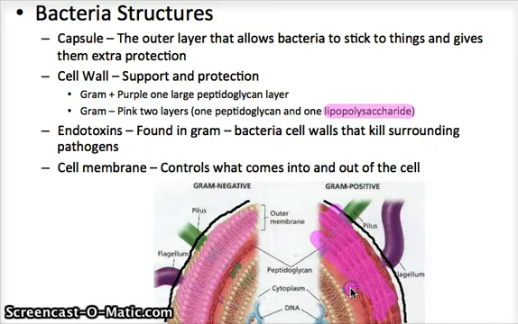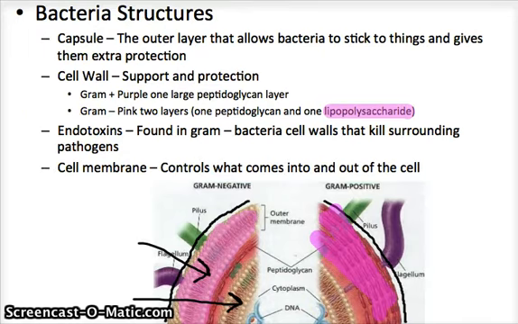Endotoxins are only found in gram-negative, and they're found right in this lipopolysaccharide membrane, and they will kill surrounding pathogens. And then finally we have the cell membrane, this inner layer on both cells, that controls what comes into and out of the cell.